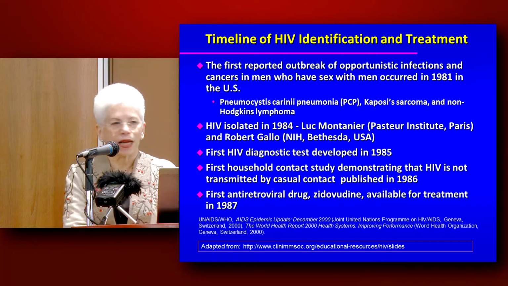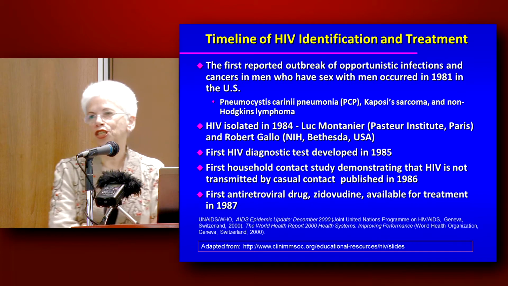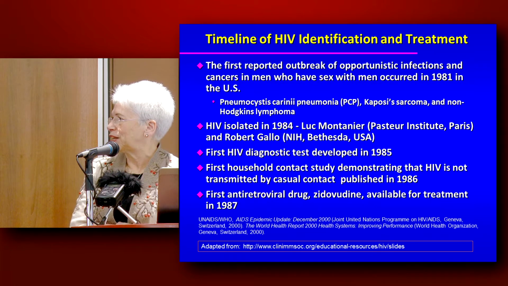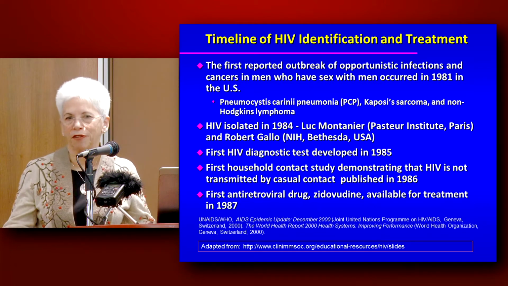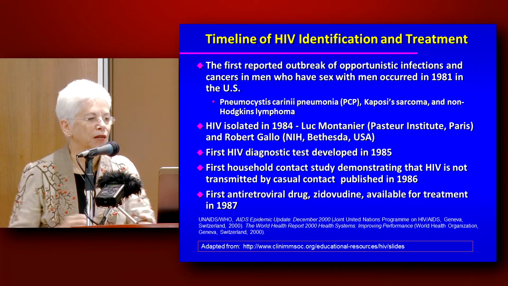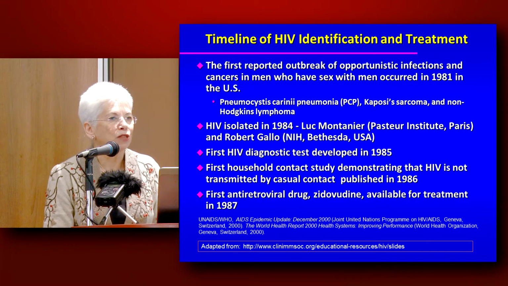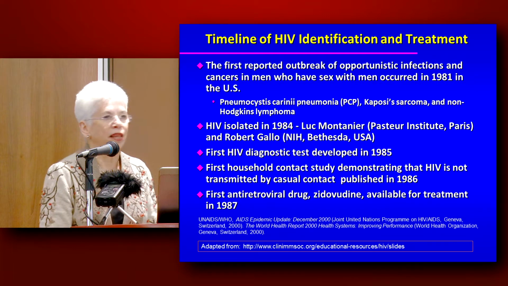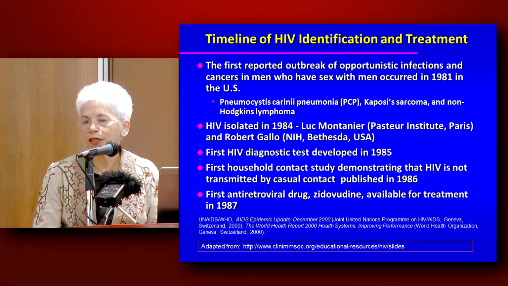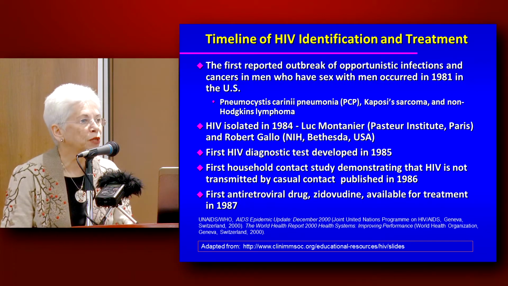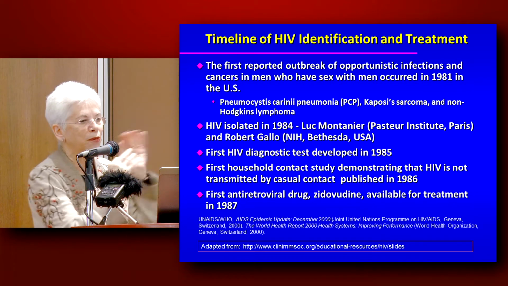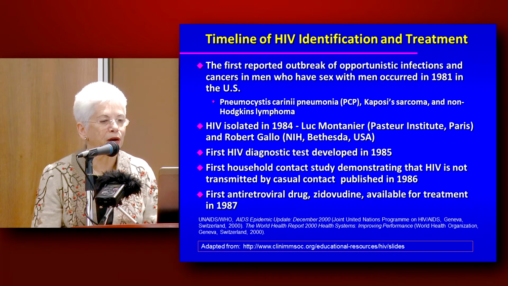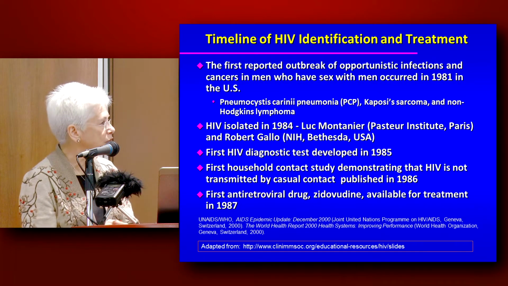So the timeline of HIV identification and treatment isn't the same as the actual presence of HIV, because the presence of HIV began in Africa a long time ago. But the first time it was written about was in 1981, when there were reports of gay men in the U.S. who developed very unusual conditions that you normally only saw in people with very suppressed immune systems: pneumocystis carinii pneumonia, Kaposi sarcoma, and non-Hodgkin's lymphoma.